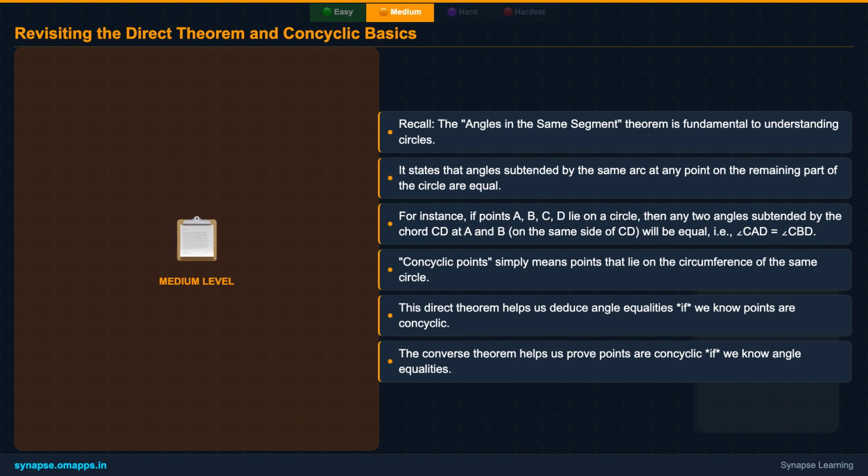It simply means that if you have a circle and a chord, say CD, then any angles formed by this chord at other points on the circumference, on the same side of the chord, will be equal. For example, if A, B, C, D are already known to be on a circle, then angle CAD will always equal angle CBD. The term concyclic points itself just means points that share a common circle. The direct theorem helps us find equal angles if points are concyclic. Now, the converse theorem is our tool to prove points are concyclic if we find these equal angles.